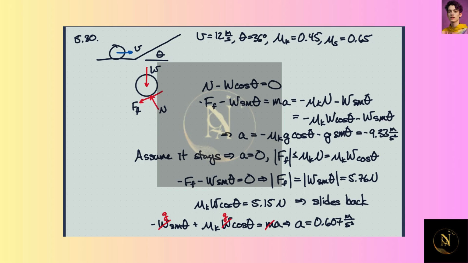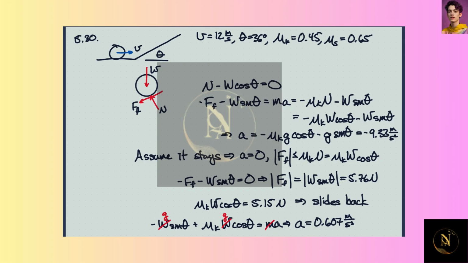Now they ask us about once it reaches the top and stops, what happens? Do they start to slide back down, or do they stick? Well, let's assume that they stick and see if that works out. So if they stick, then the acceleration is 0. The magnitude of the friction force has to be less than or equal to mu times N, which is mu times the weight times cosine of theta.